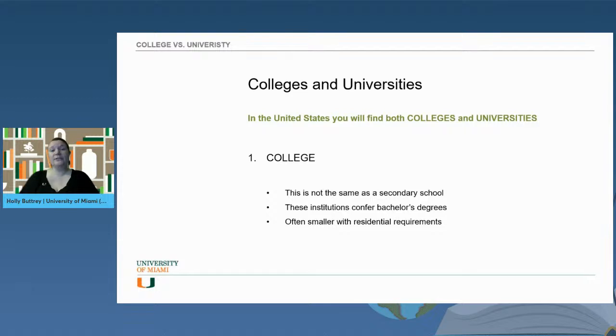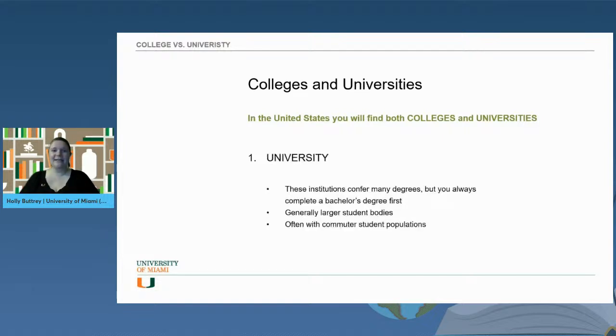So colleges and universities in the US both offer that bachelor's degree. In general, colleges only offer bachelor's degrees and are a little bit smaller. And when I say smaller, I mean 2,000 students, 3,500 students, maybe 1,500 students. And so still a population in which you will have robust experiences, but not quite as large as the university setting. The University of Miami, where I work, we are considered a mid-size university. And we have 12,000 undergraduate students. So that's in the middle.